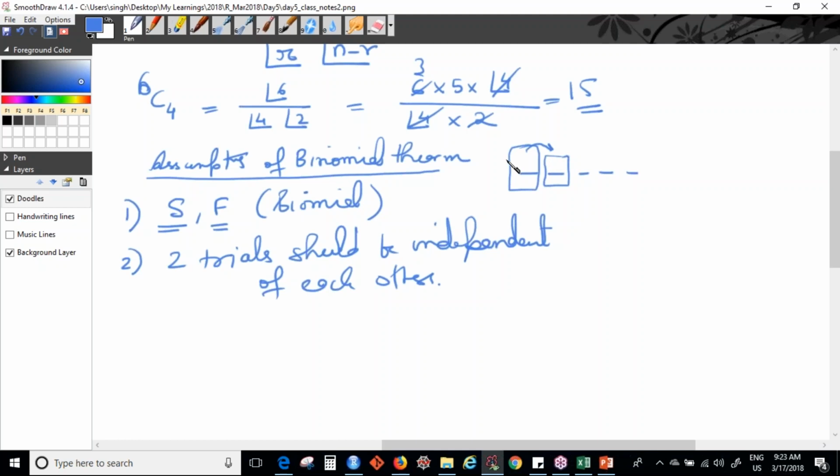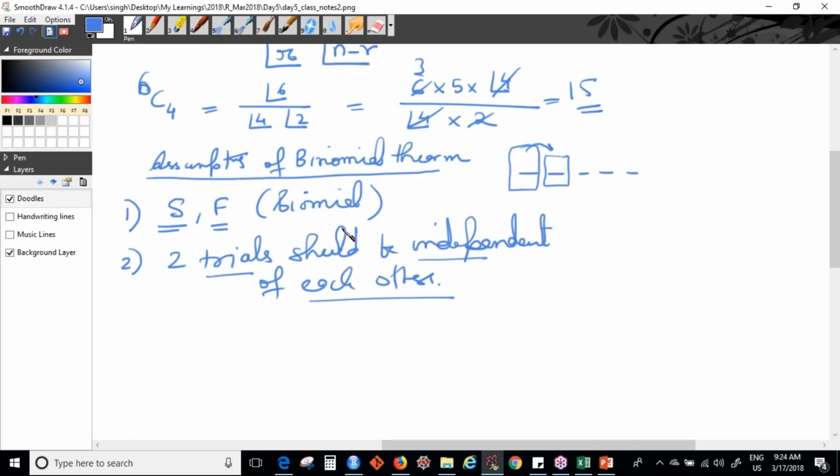If you got head in the first toss, that doesn't mean you will get head again, or that next time you will get a tail. So the events are independent, the trials are independent. Whatever output you get in one trial will never influence your output in the second trial or the following trials. So that is what is meant by two trials should be independent of each other. That is a primary requirement if you want to apply your binomial theorem.